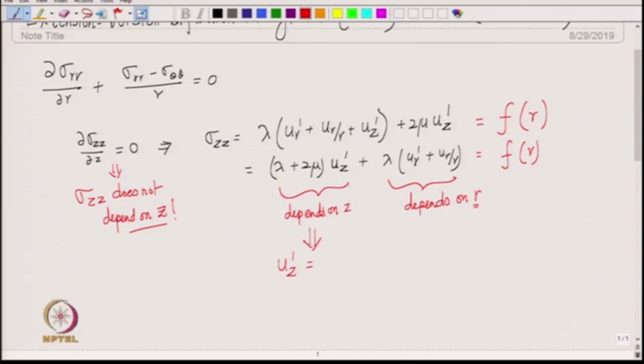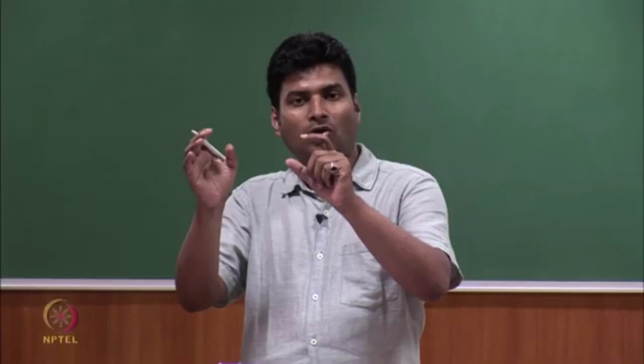There has to be no dependence on z, because if there is some dependence on z on left hand side, then right hand side would also have to be a function of z. Okay. So, u z prime is some constant, and as we know u z prime is axial strain del u z by del z. So, we will call it by epsilon, okay, the axial strain. A constant. So, along the axis of the cylinder, wherever you go, the axial strain is a constant.